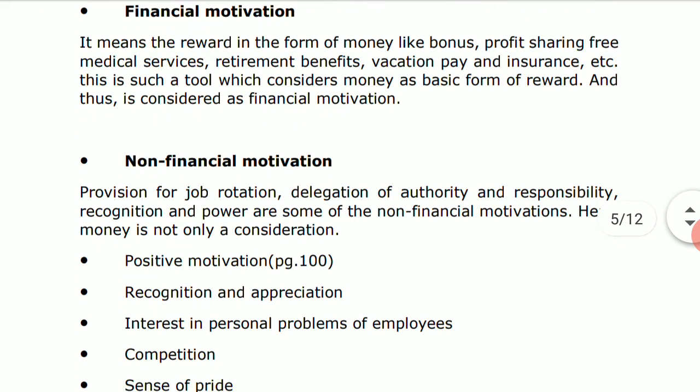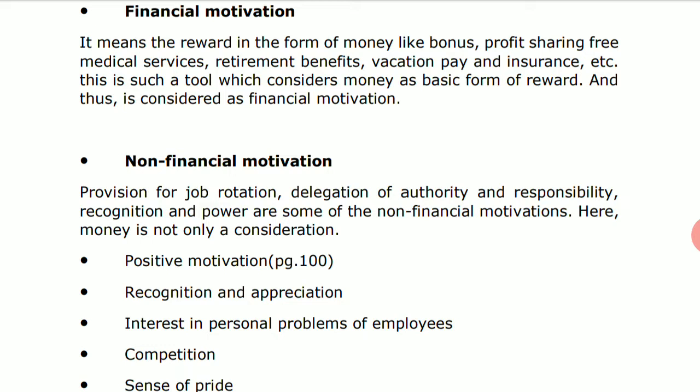The next concept is said to be financial motivation. Now, what is this financial motivation? We are all aware about this financial motivation. It means that the reward is given in the form of money, right? Like maybe bonus, profit sharing, free medical services, retirement benefits, vacation pay and insurance, etc. This is such a kind of tool which considers money as the basic form of reward, and thus it is considered as the financial motivation.